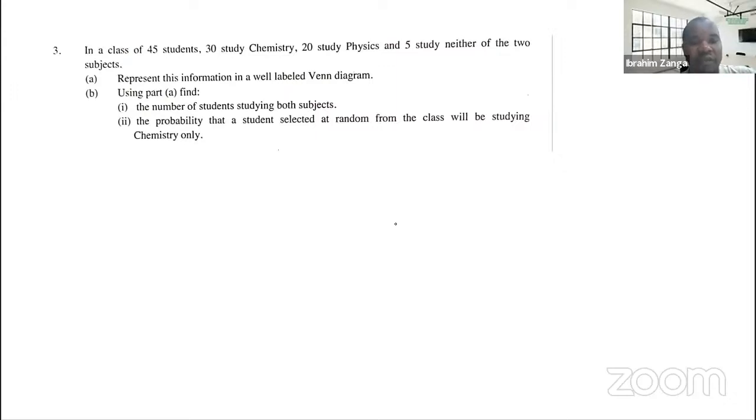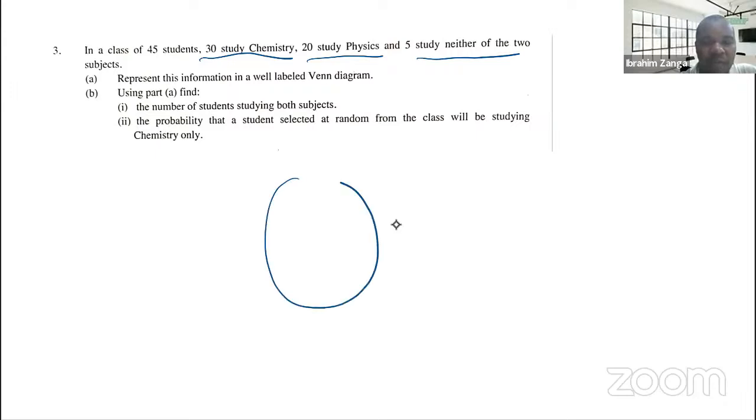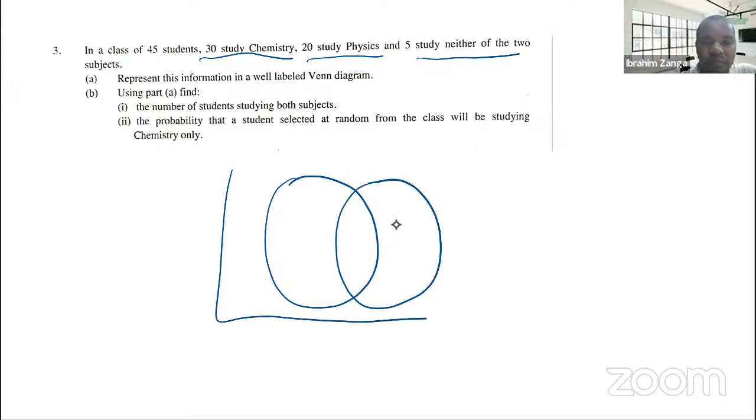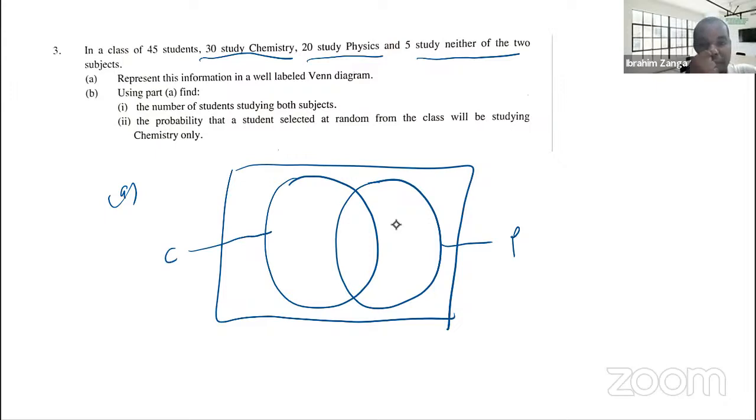So question number 3 in Nectar 2021. In a class of 45 students, 30 study chemistry, 20 study physics, and 5 study neither of the two subjects. Represent the information in a well-labeled Venn diagram. Okay, so we have a Venn diagram with two sets. So you have those who are studying physics and those who are studying chemistry.